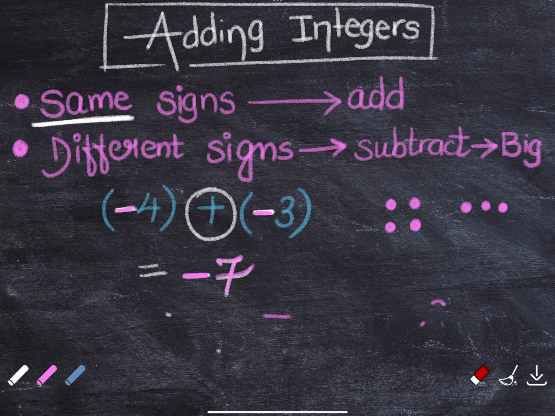Now let us practice more questions, but copy the rules. Pause the video and copy the rules because they'll be helpful for you when we do more questions. Now let us say we have a question where we have +5 and we add it with -7.